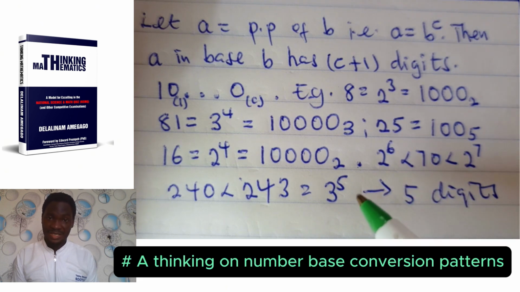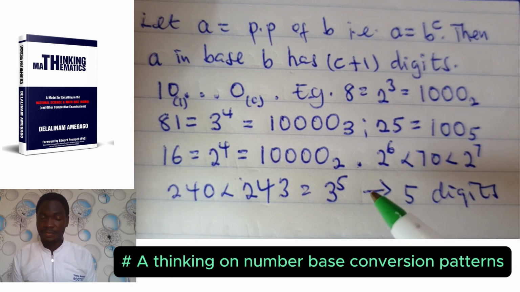Now, assume we were asked to find the number of digits if 250 is expressed in base 3. That one will be 6 digits because 243 is 6 digits, and that is what will run through until we get to 3 exponent 6.